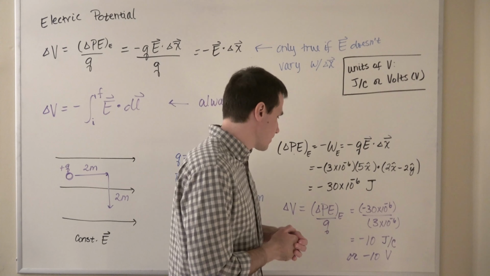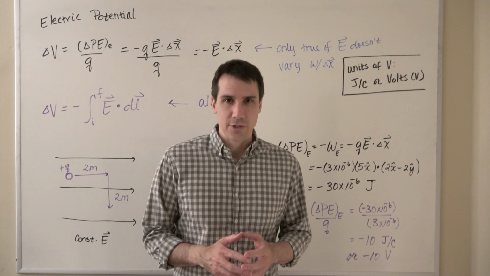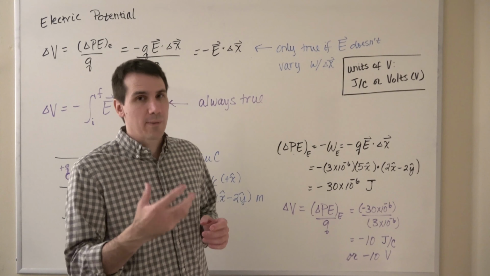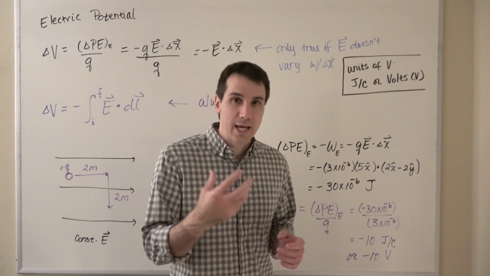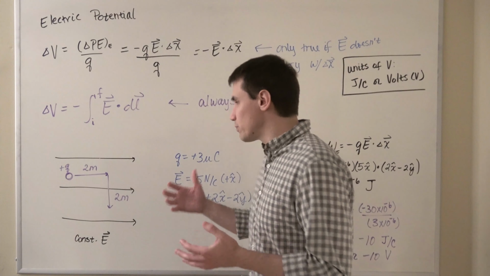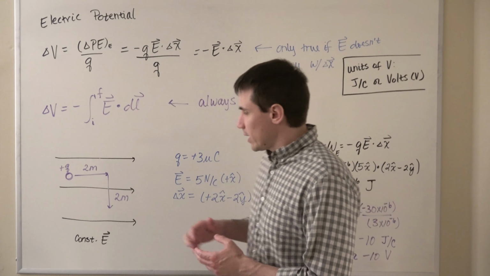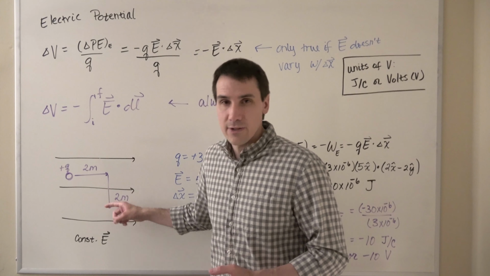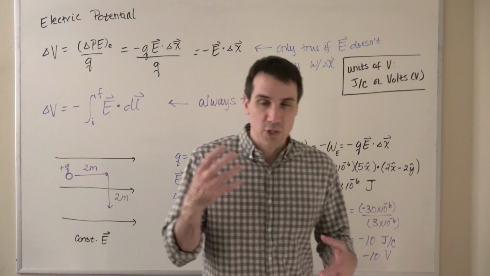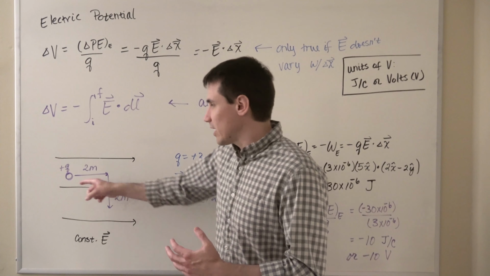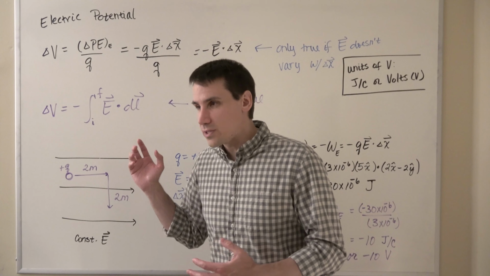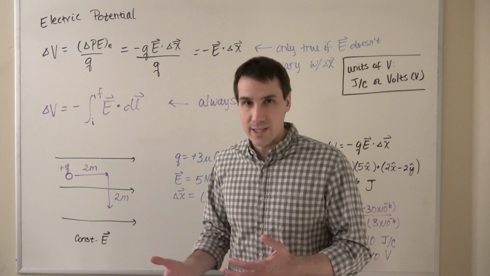One thing to notice about electric potential is that it is a property of the electric field itself, or a property directly derived from the external electric field, independent of whether a charge moves between two locations or not, right? This point here and this point here have a potential difference of 10 volts or negative 10 volts between them, irrespective of whether a charge actually moves between them. And we'll see why this is useful as we do more examples.